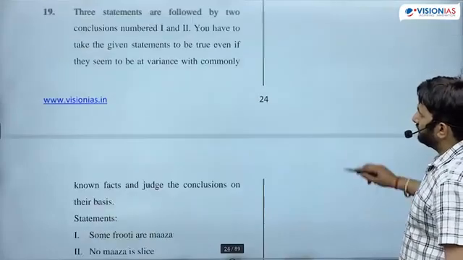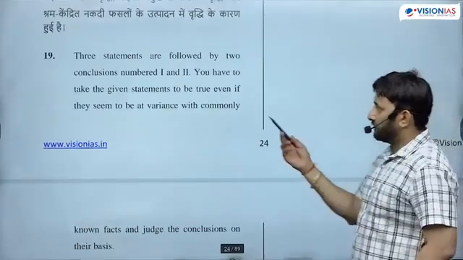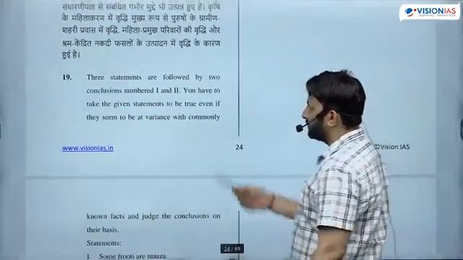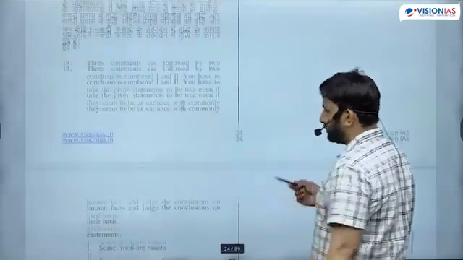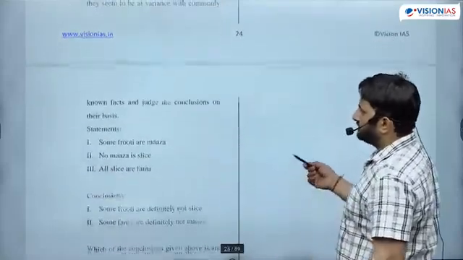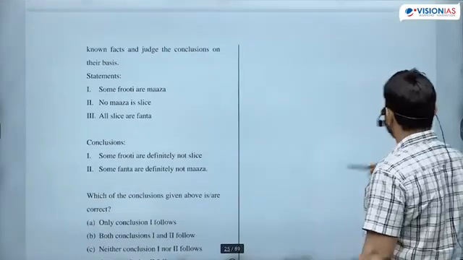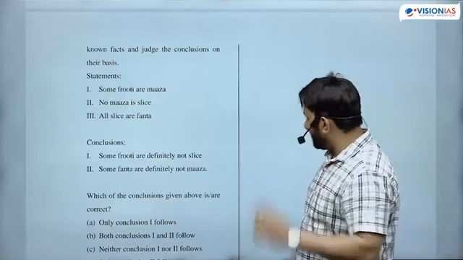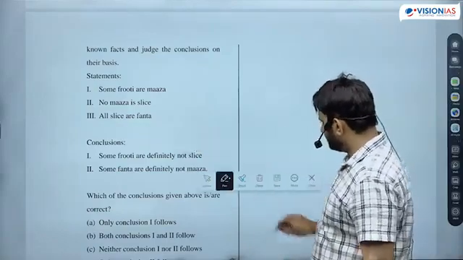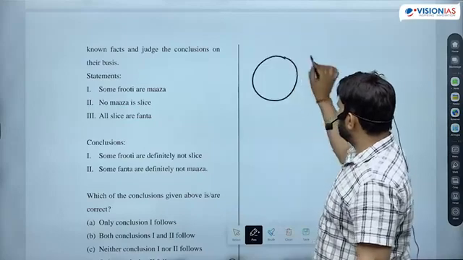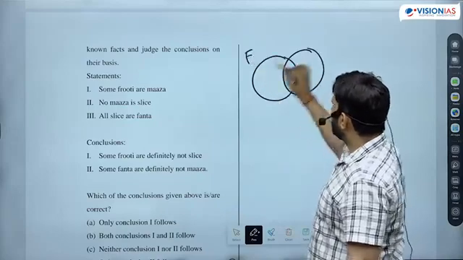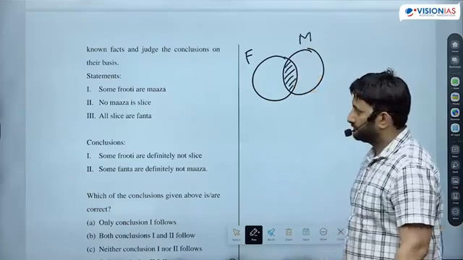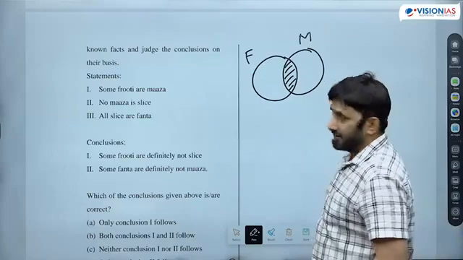Now this question: 3 statements are followed by conclusions 1 and 2. You have to take the given statements to be true even if they seem to be at variance with commonly known facts, and judge the conclusions on that basis. Some fruities are maja. So we are sure about this region only. Next, no maja is slice.